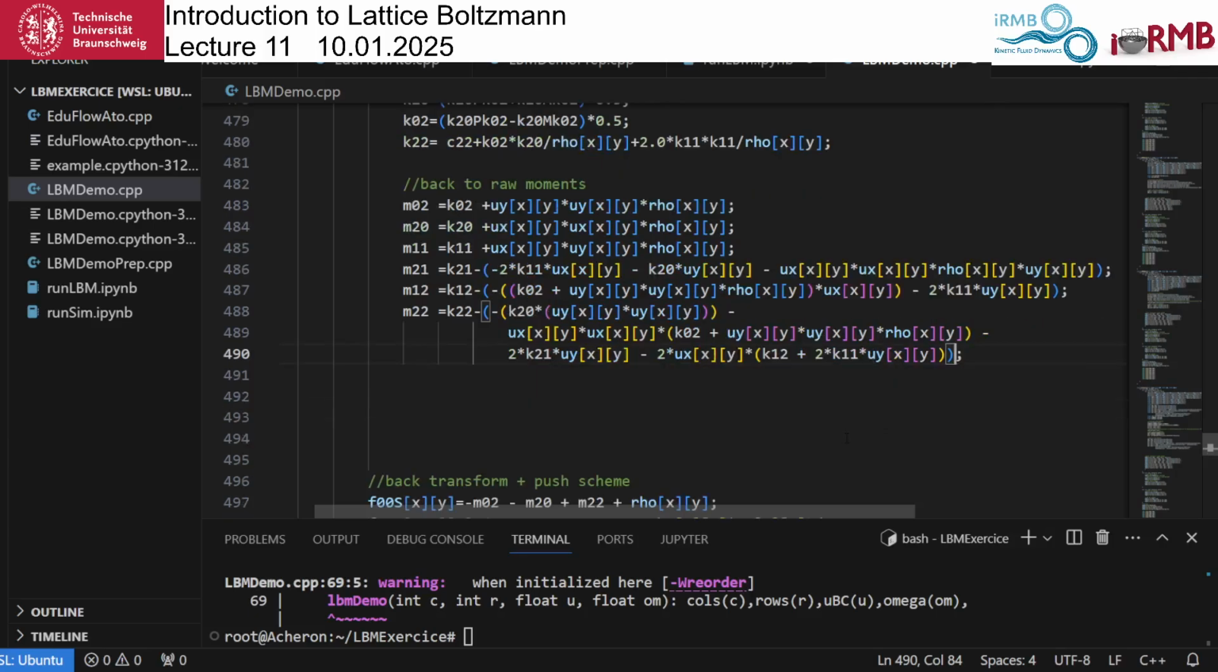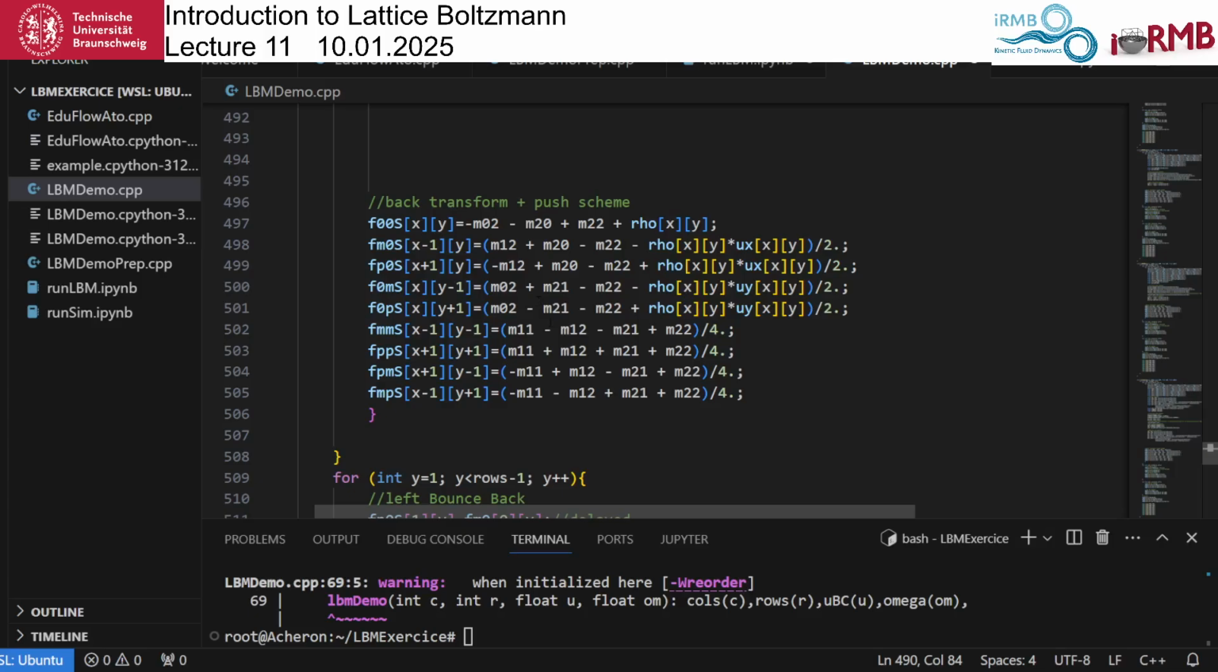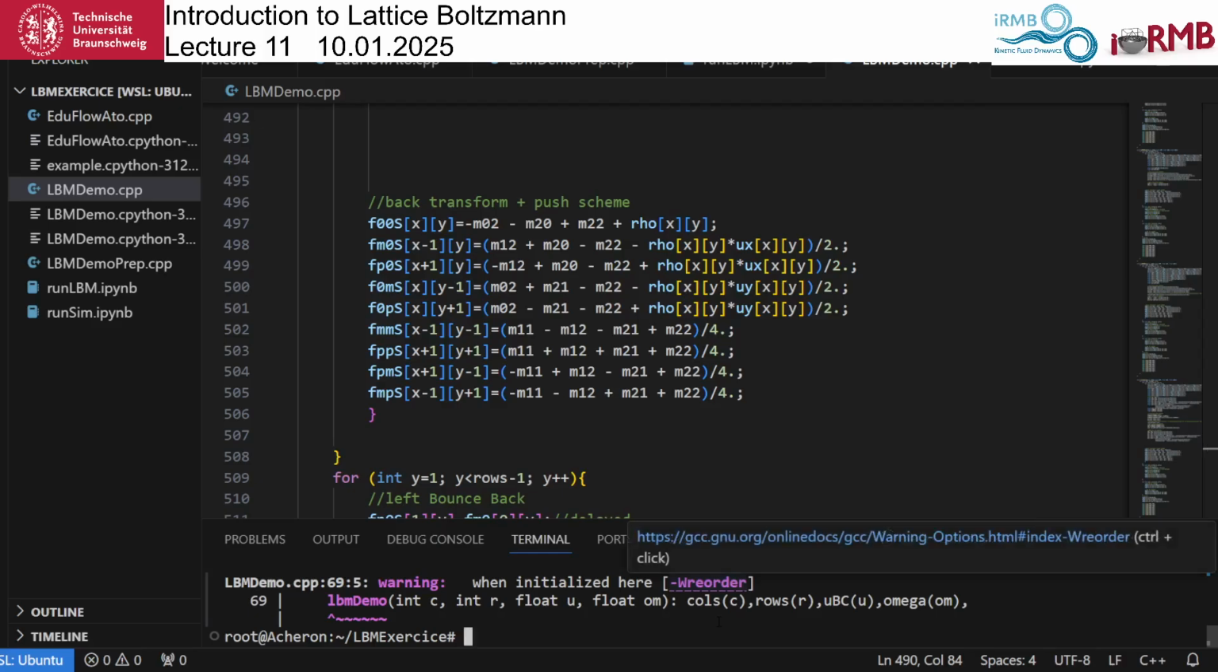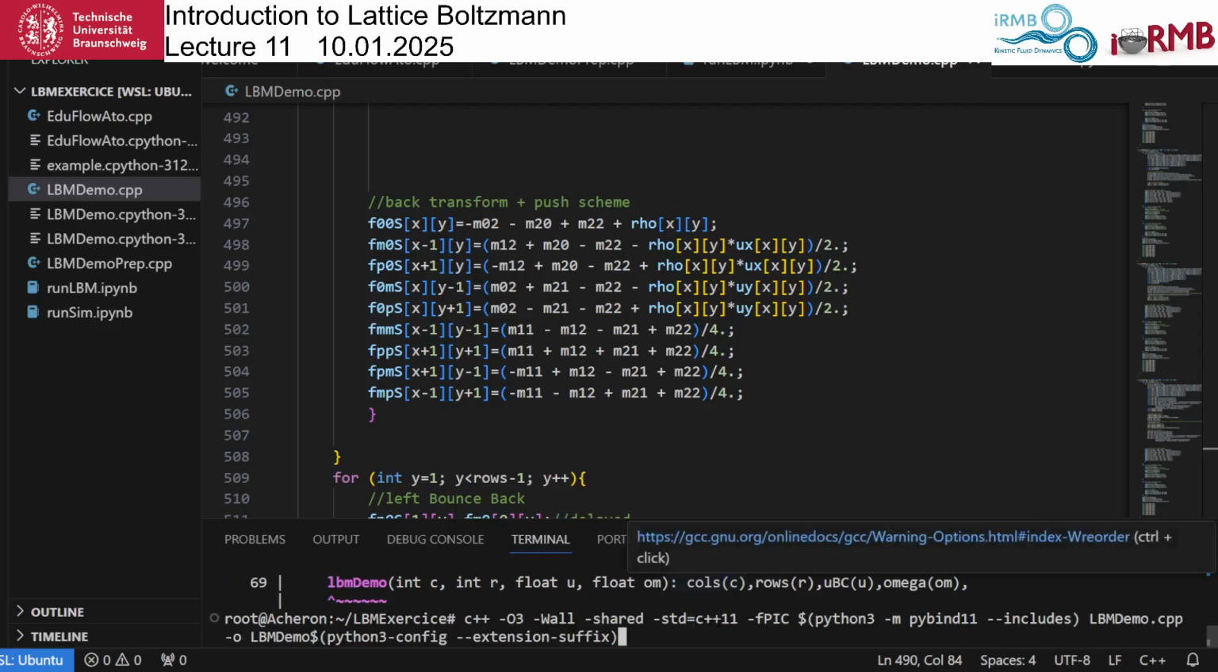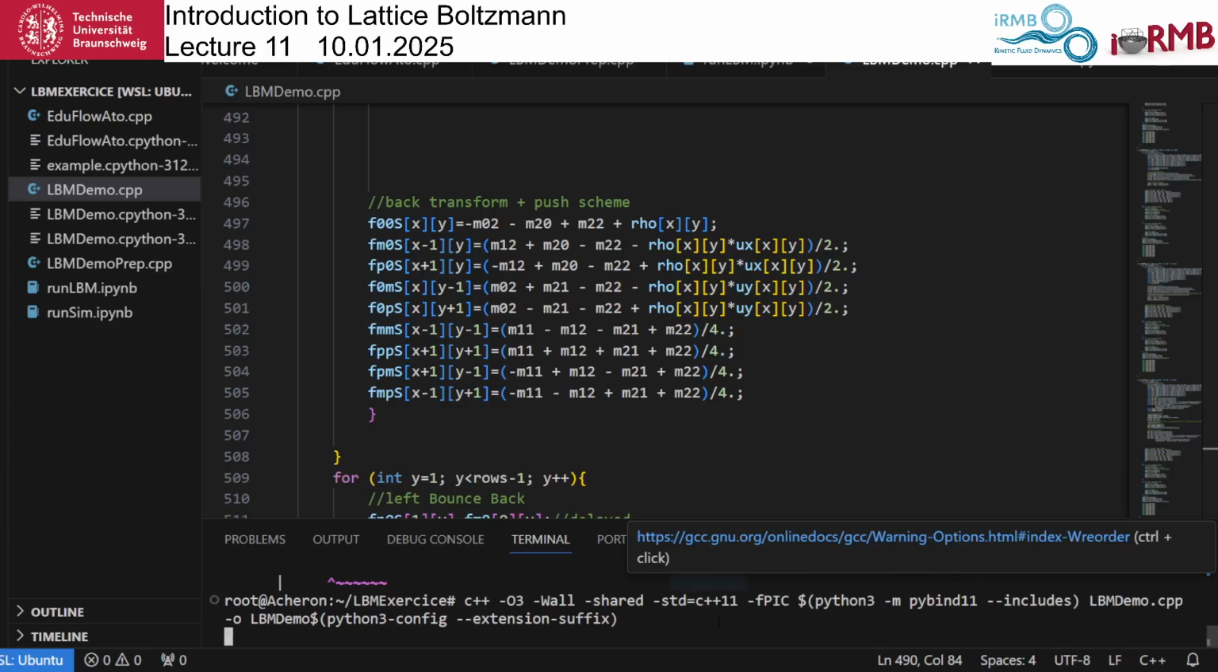So now we turned everything back into raw moments, and the raw moments will transfer back into populations. Okay, let's see whether we get this thing compiled.